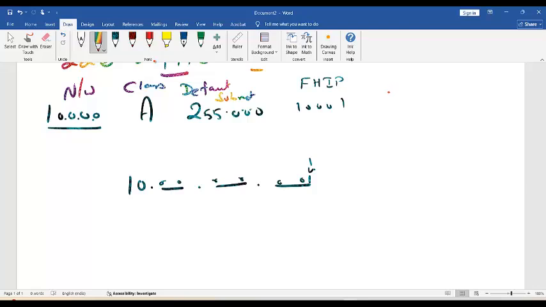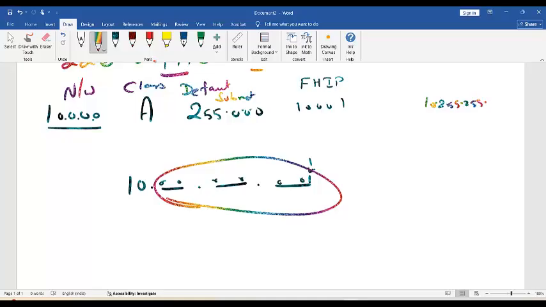Can anyone say what will be the last IP, or the broadcast IP? Name it and tell me the address. It's okay. First one, I'll let you know. When all the host bits are 1, we get this: 10.255.255.255. This is what we call the broadcast IP. This is not the last IP. This address cannot be assigned to a computer.